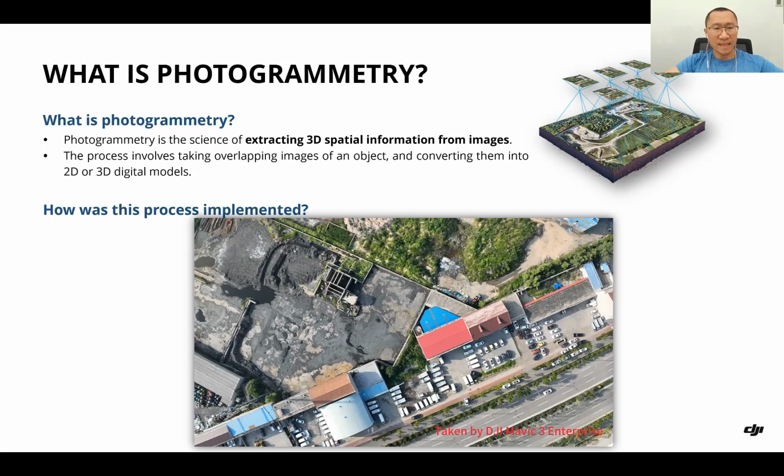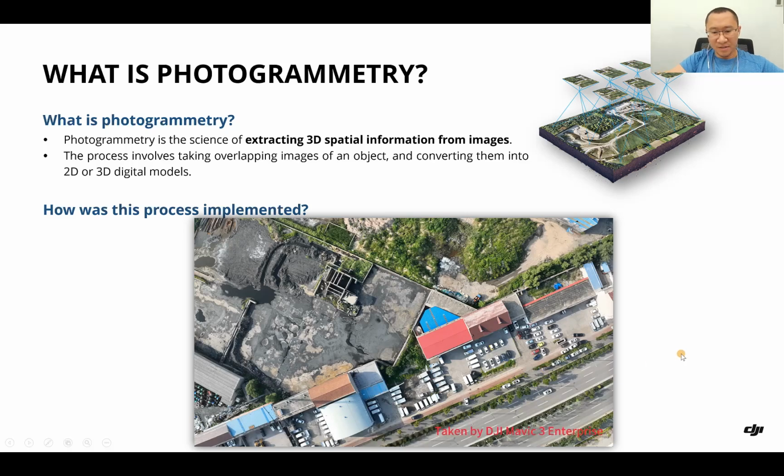Photogrammetry is the science of extracting 3D spatial information from images. The process involves taking overlapping images of an object and converting them into 3D or 2D digital models. But how will this process be implemented? Let me use a video to explain to you.